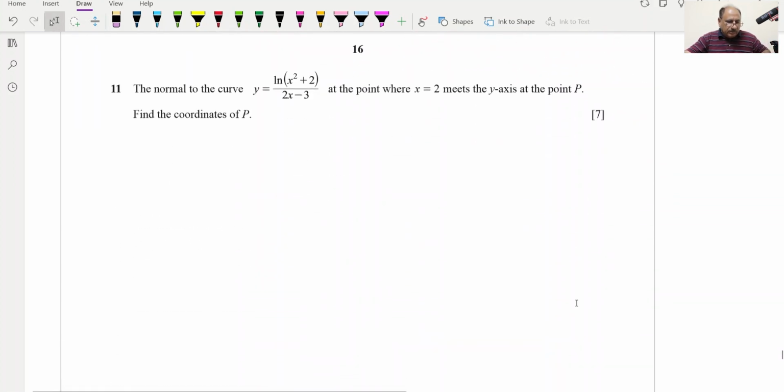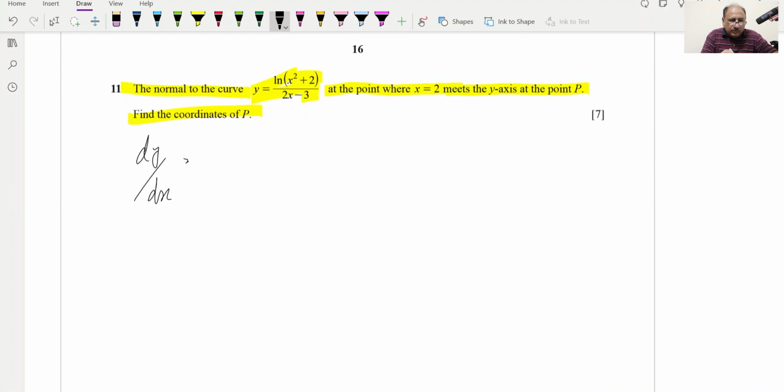So question number 11, this is the last question of this paper, so we can go through this. The normal to the curve, this is basically the equation of the curve, at the point where x is equal to 2 meets the x-axis at point P. Find the coordinates of P. So we can find the derivative. So dy over dx is equal to the derivative of this.